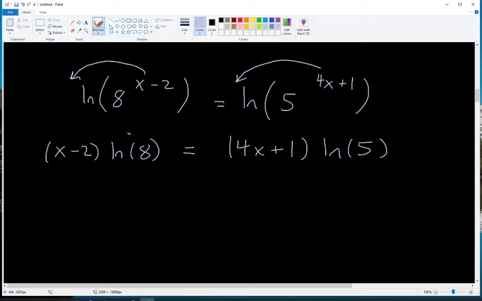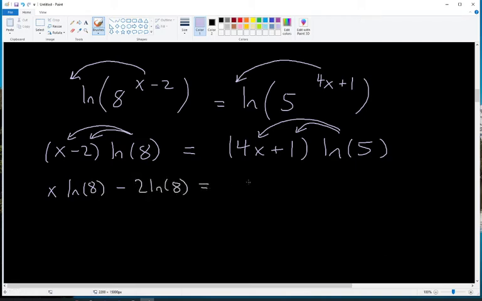Now I need this natural log of 8 to distribute to get rid of the parentheses so I can get at the x, and the natural log of 5 also needs to distribute. So I have x times natural log of 8 minus 2 times natural log of 8 equals 4x times natural log of 5 plus 1 times natural log of 5, which is just natural log of 5. On these types, when people start solving them, this is usually where we get stuck and aren't sure what to do.